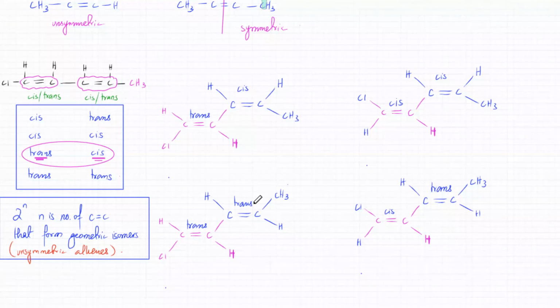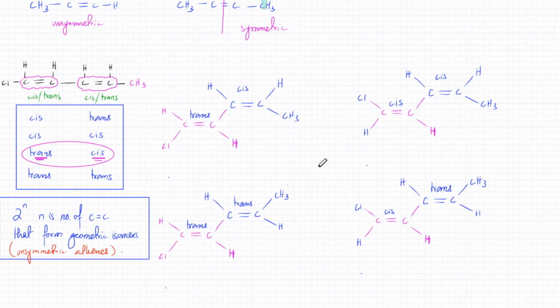Then we did a trans arrangement. This is different from this one. All of them are different. At least one bond is pointing in the wrong direction. Over here, the Cl is pointing upwards. Over there, the Cl is pointing downwards. So at least one bond is pointing in the wrong direction.